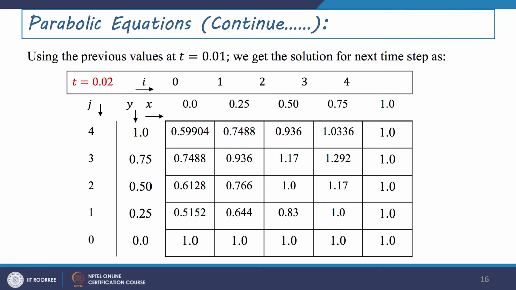So i is varying from 0, 1, 2, 3, 4 here, and j is varying from 0, 1, 2, 3, 4 here. So the values are coming, since these boundary values are already fixed here. So only the inner values are calculated, based on this previous table of values and using this formulation. So we are not changing anything there.